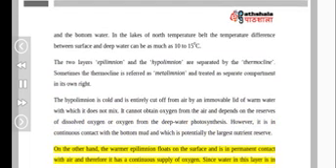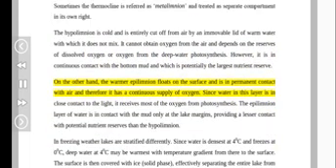On the other hand, the warmer epilimnion floats on the surface and is in permanent contact with air and therefore it has a continuous supply of oxygen. Since water in this layer is in close contact with the light, it receives most of the oxygen from photosynthesis. The epilimnion layer of water is in contact with the mud only at the lake margins, providing a lesser contact with potential nutrient reserves than the hypolimnion.